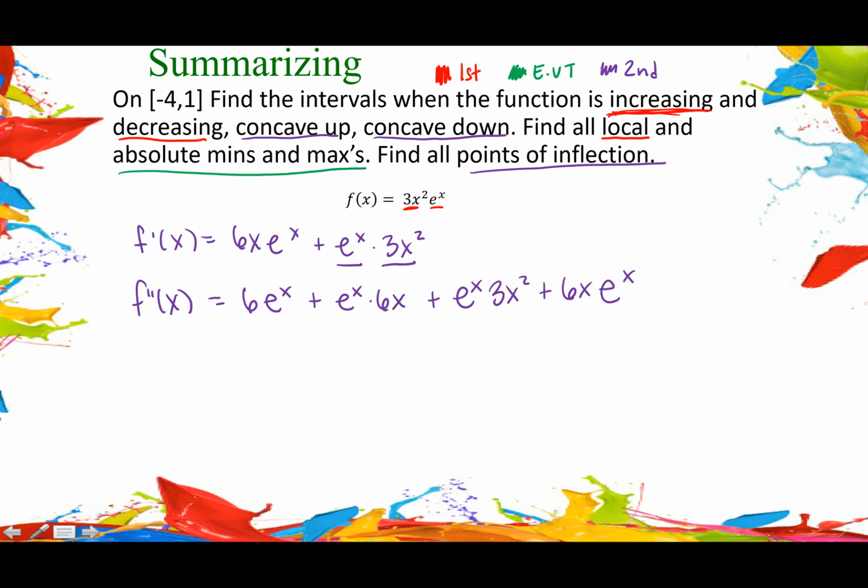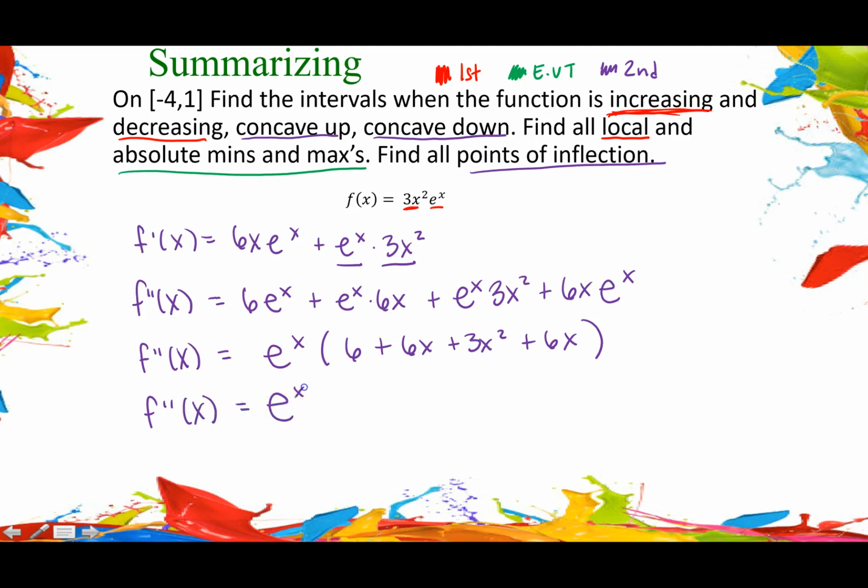All right, what can we pull out? Well, it looks like to me we can pull out an e to the x. And it's possibly more, but let me just see what we get when we pull out e to the x. Well, we get a 6 plus 6x plus 3x squared plus 6x. So we can go ahead and just simplify here. And I get a 3x squared plus a 12x plus a 6. Right, 6x and 6x is 12x, 3 is 3.